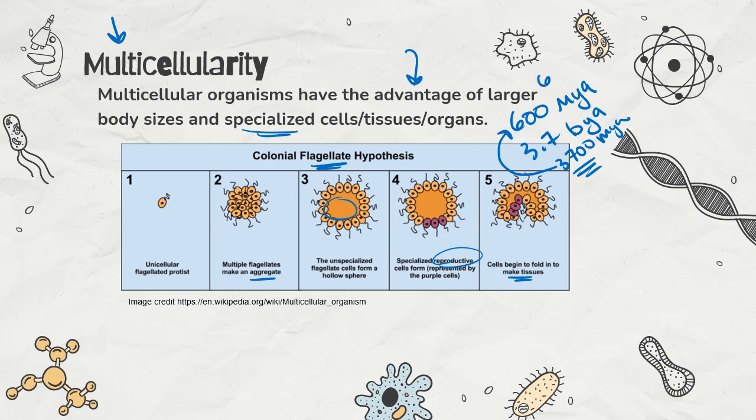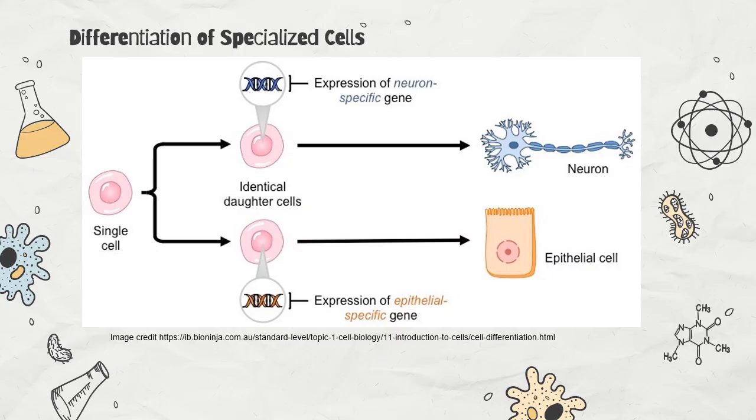As humans, only 6 million years ago, we think, is when we humans first started popping up on the planet. One of the disadvantages of being a multicellular organism is that we do need to have some specialized cells. And so how does this even happen?